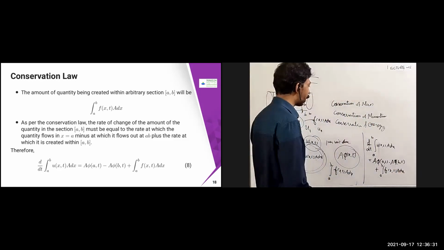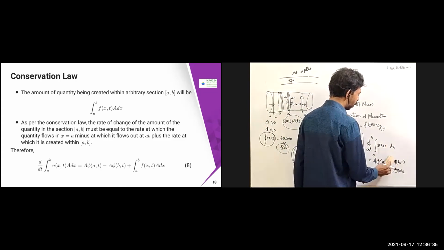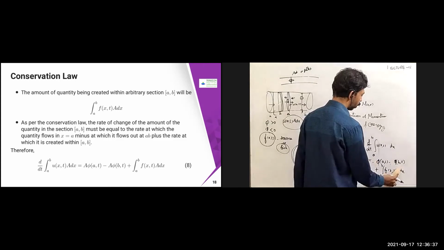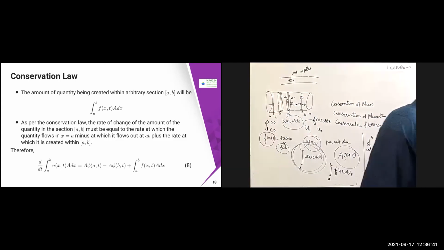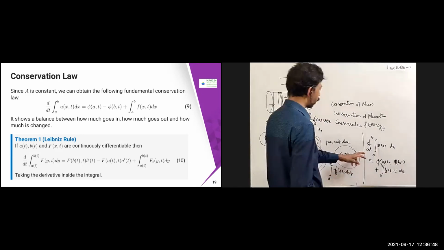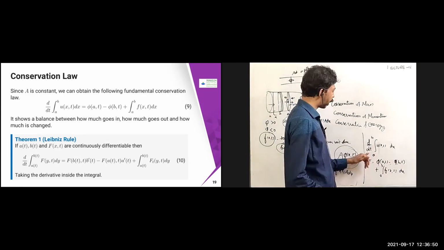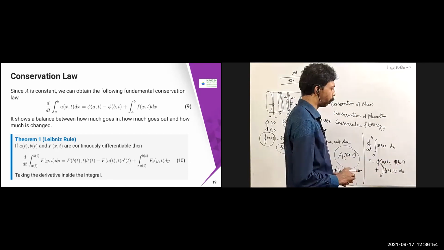A is common everywhere, and A is some positive area, so I can remove that everywhere. So this is going to be there. Now I'm just going to replace that. Since A is constant, I can do that, so you are going to get d by dt, the integral of u dx, phi of a comma t, same thing, whatever you are doing.